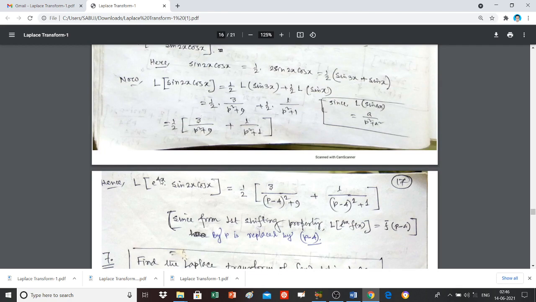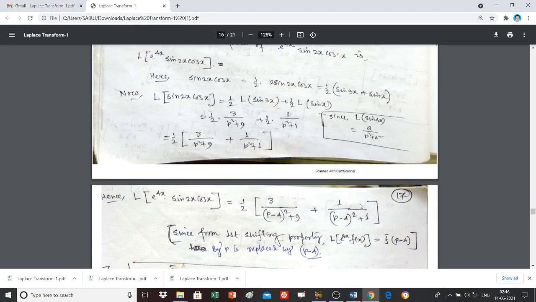Now the Laplace transform of e to the 4x sin 2x cos x. This is the function f(x), and e to the 4x here. So you have to use the first shifting property, that is L of e to the ax f(x) is f of p minus a. So in this case, your a is 4. So p should be replaced by p minus 4 in this expression. So this is equal to half of 3 by p minus 4 whole square plus 9, then plus 1 by p minus 4 whole square plus 1. You can leave it here, or if you wish, you can simplify this. But it is not needed to simplify, you can leave it here. So this is the end of this class.